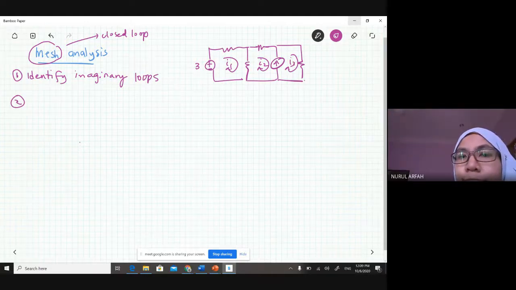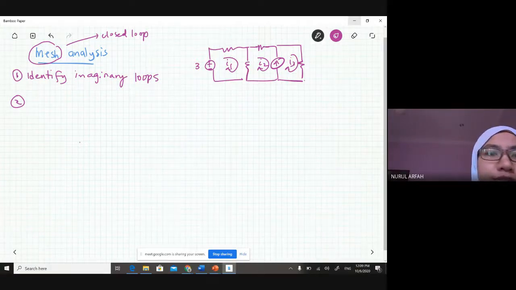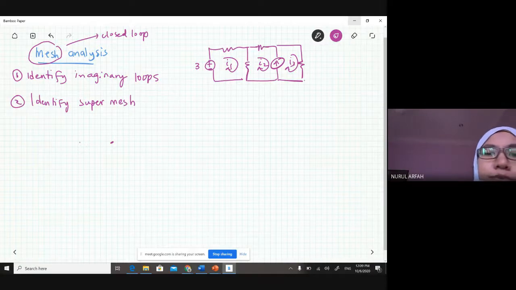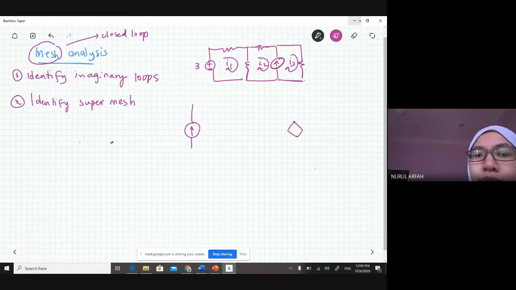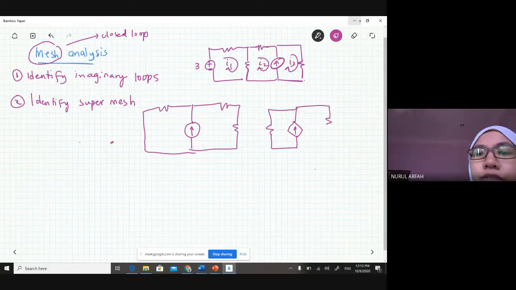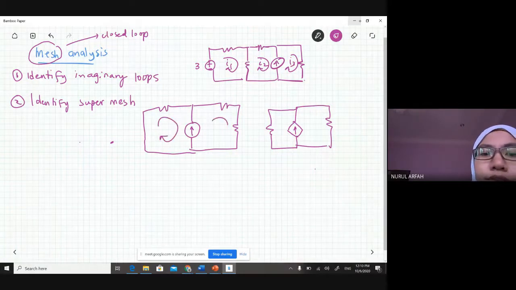Number 2, what should you do is, you just identify the super mesh. What is a super mesh? Super mesh is when you have a current source, whether this is an independent or dependent current source, in between two closed loops. As long as this is in between two closed loops, then you consider this as a super mesh.